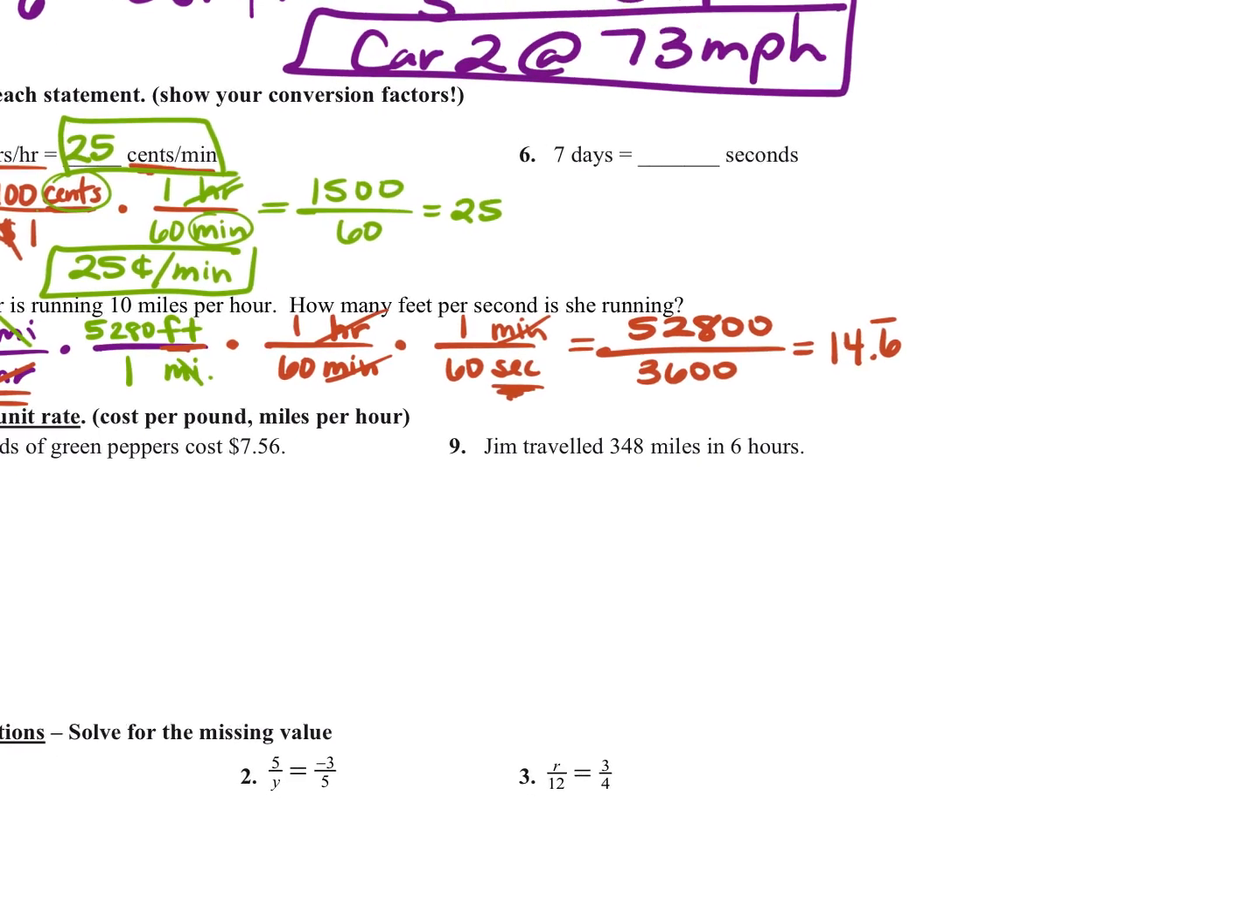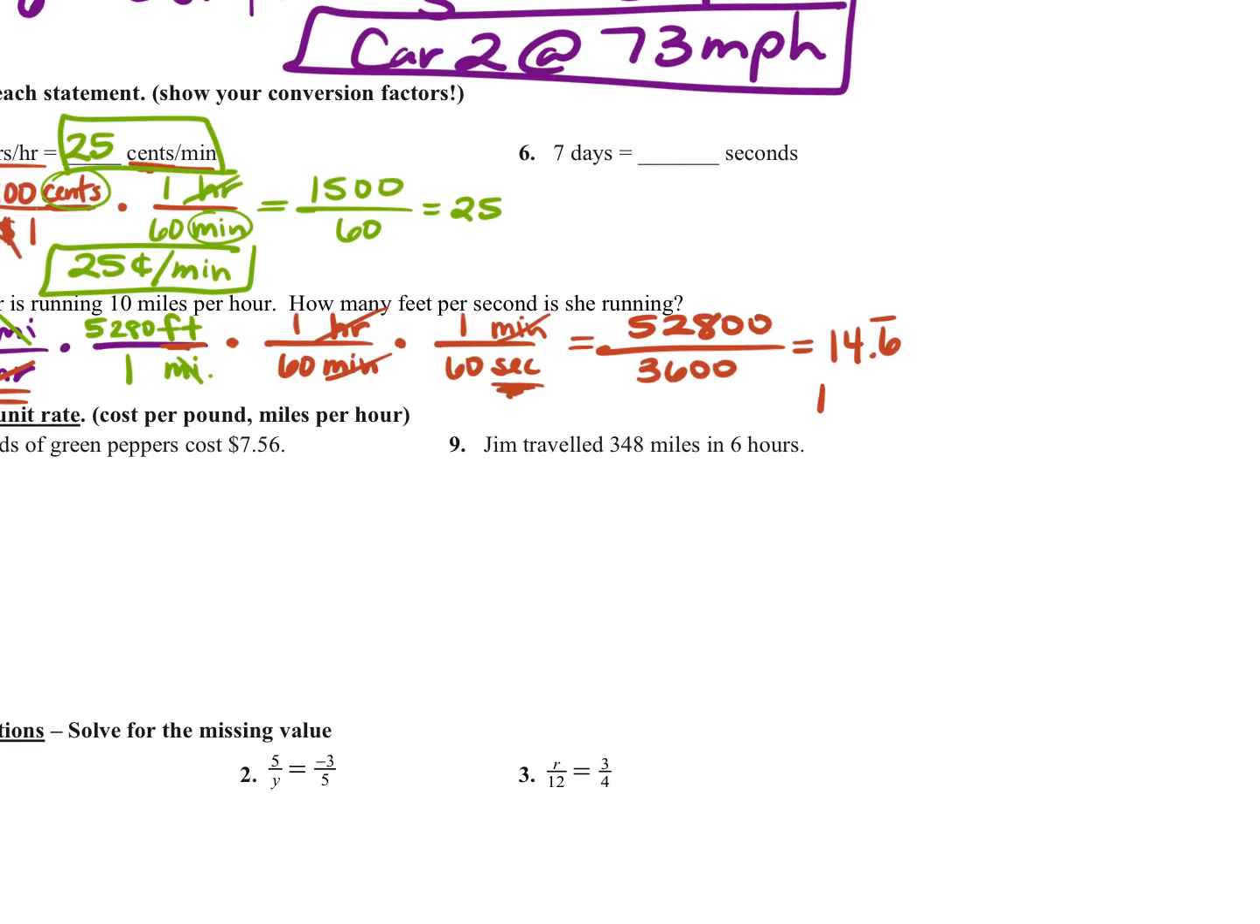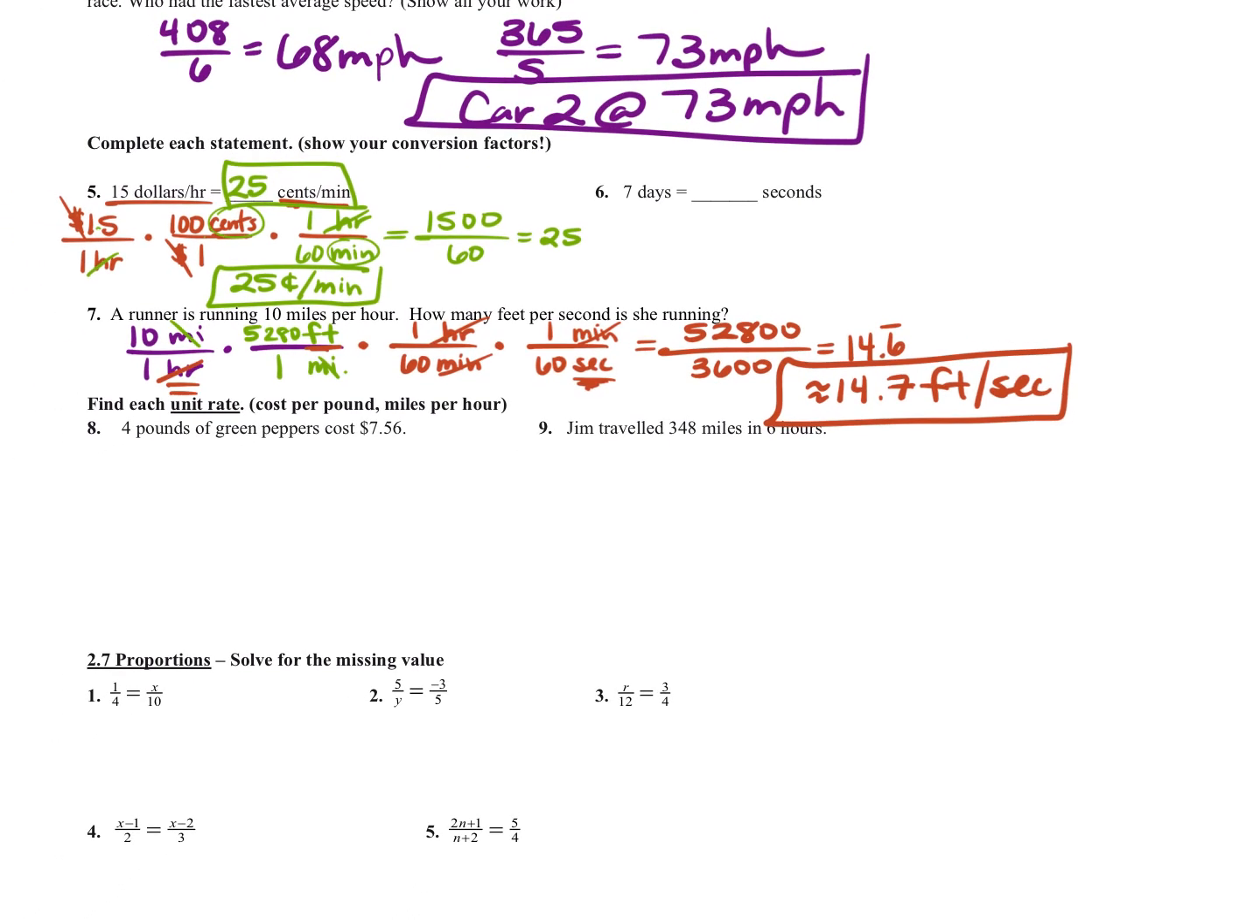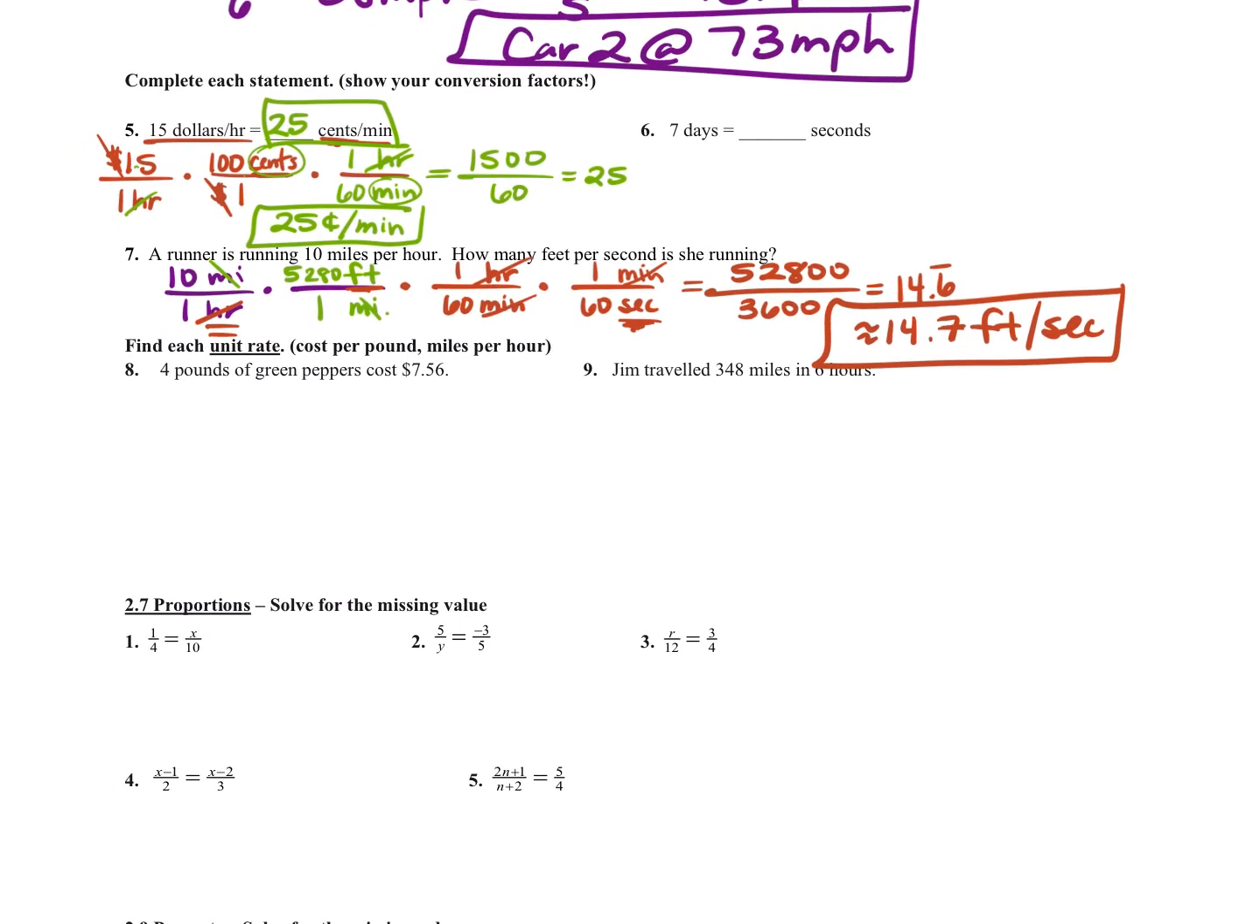How many feet per second is she running? We'll say about 15. I'm rounding to the nearest tenth, but yes, about 15 feet per second. If I don't tell you where to round, then I won't be picky about where you round. The slash sign is per.